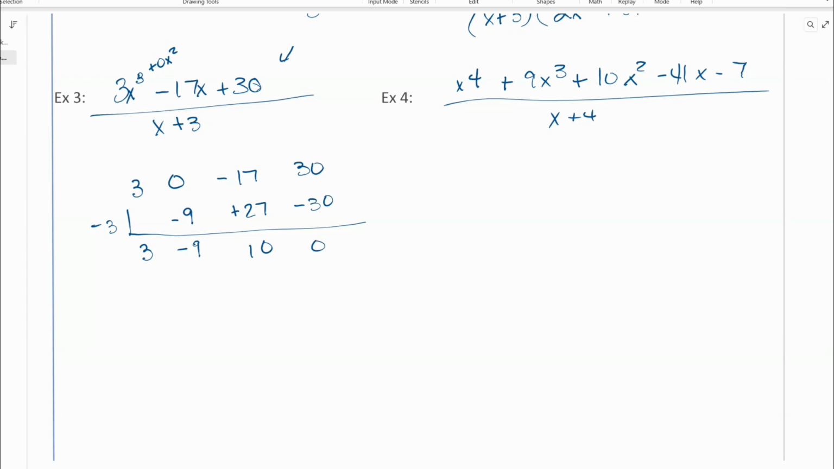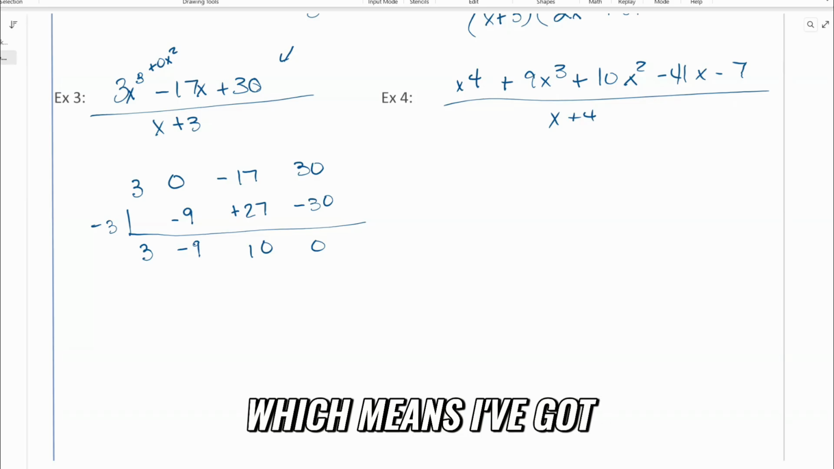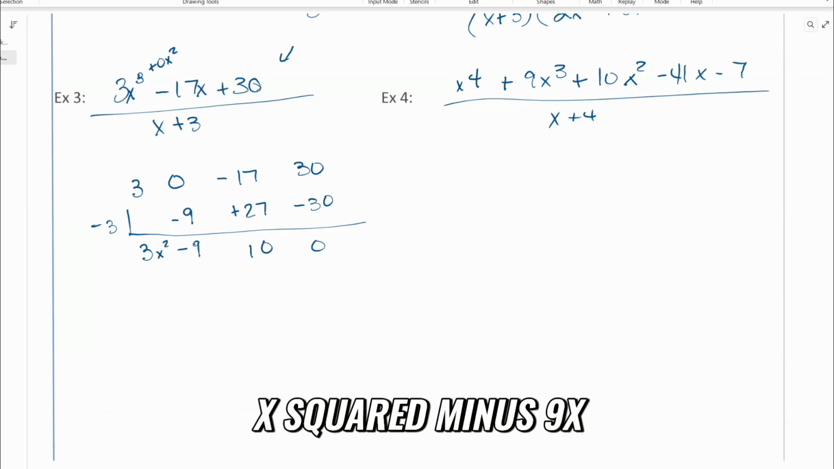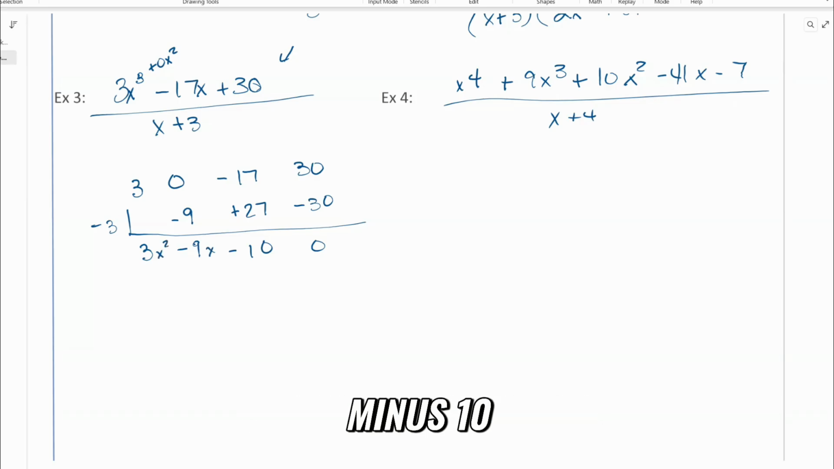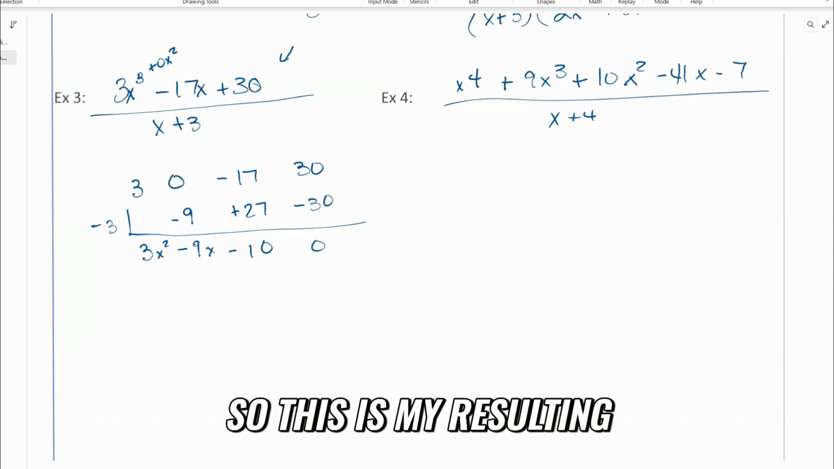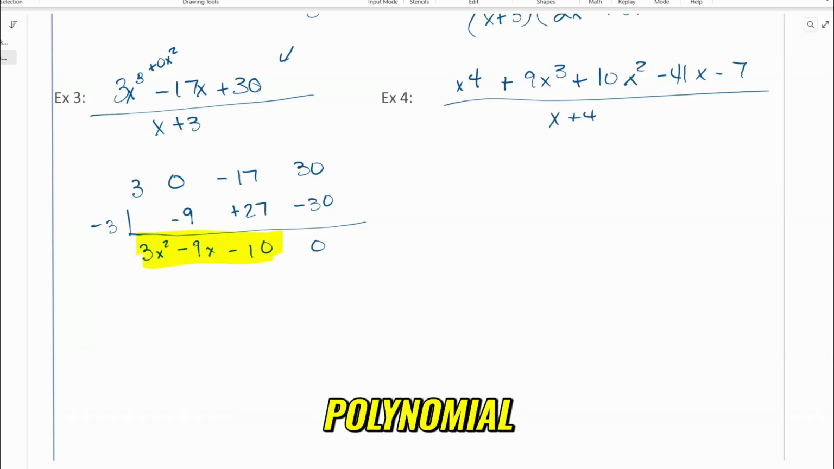Right? All right. This one, which means I've got x squared minus 9x minus 10. So this is my resulting polynomial. Right? Okay.